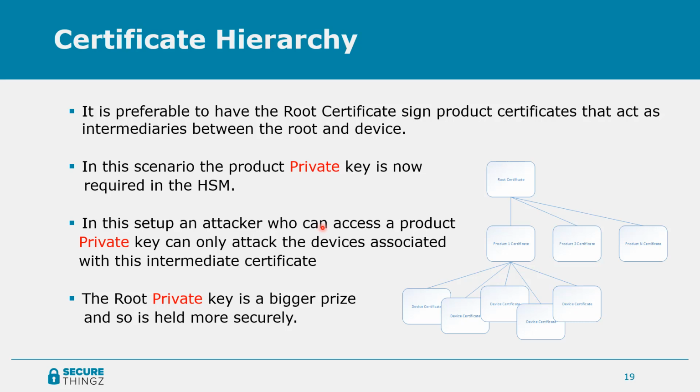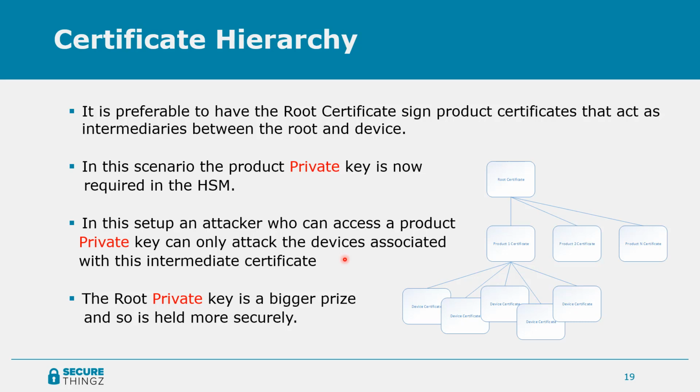So it's preferable to have the root certificate sign product certificates that act as intermediaries. So we'll have this company that has a root certificate authority, and they will sign an intermediate certificate, and then we can use that certificate to create our device certificate. So in this scenario, the product private key is now required in the HSM. Now this private key, which is of the intermediate certificate, is quite happily sitting in an HSM in a programming center. In this setup, an attacker who can access a product private key can only attack the devices associated with this intermediate certificate. So if they got access to the intermediate key, they would have access to all the products signed by that certificate.